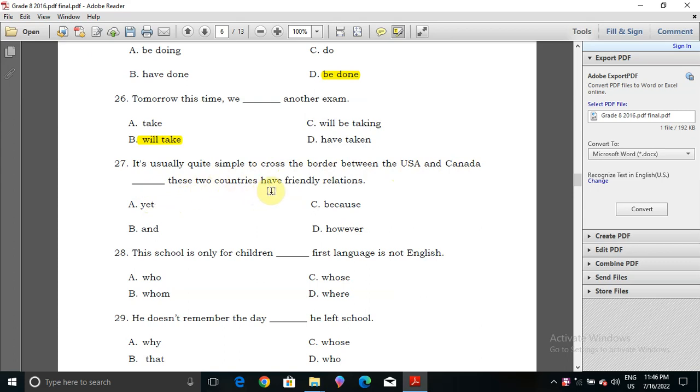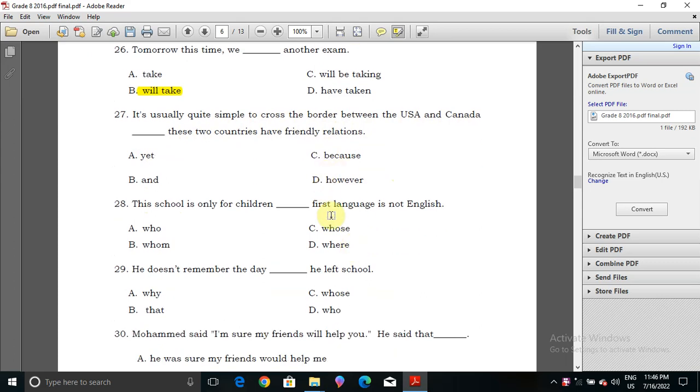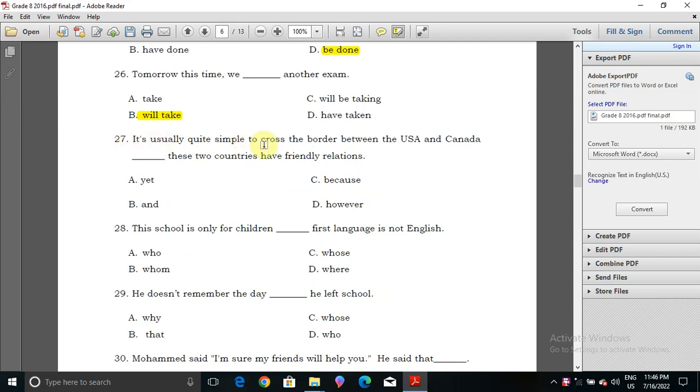Now question number 27: "It's usually quite simple to cross the border between the USA and Canada dash these two countries have friendly relations." So what will be the correct answer? Yet, and, because, or however. First of all, here we have the result, right? But after the dash we have the reason, because these two countries have friendly relations, right? So the beginning of the sentence is the result, and the last part of the sentence is the reason. So "because" is the correct answer, that means question number 27's answer will be choice C.